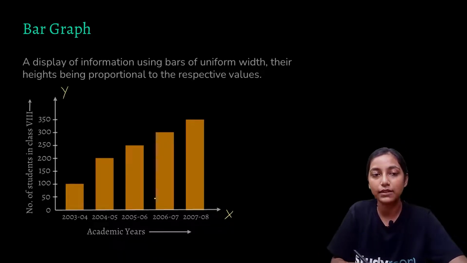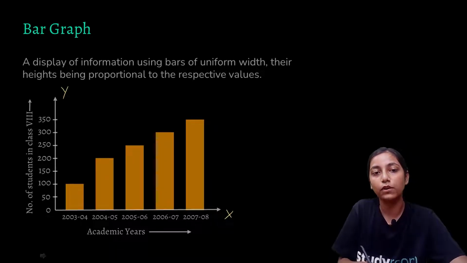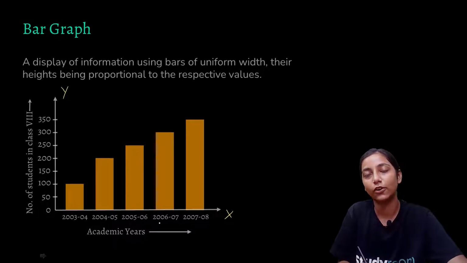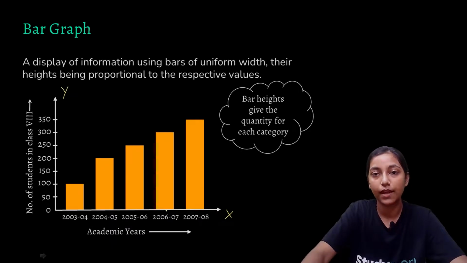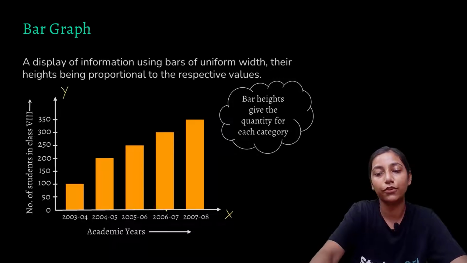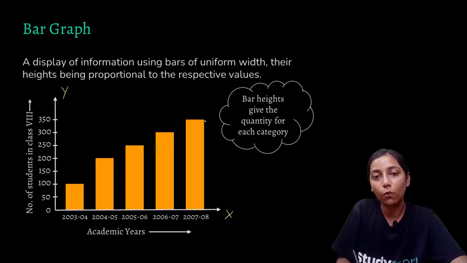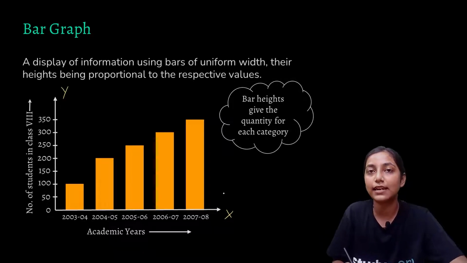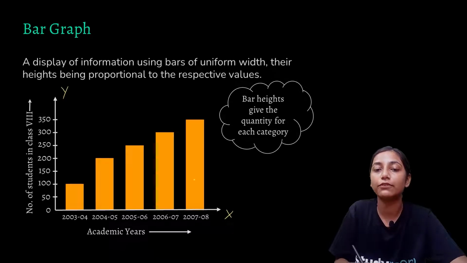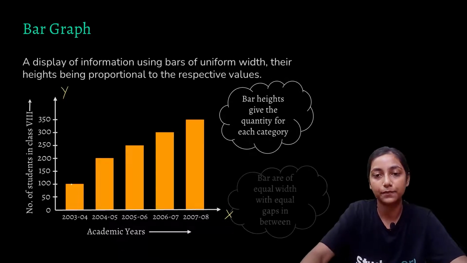This is academic years, while this is the number of students in class 8, and this is our whole bar graph that represents the number of students in class 8 according to the academic years. Bar heights give the quantity for each category. Now, what are the heights of these bars telling us? They are telling us about the quantity for each of the categories.